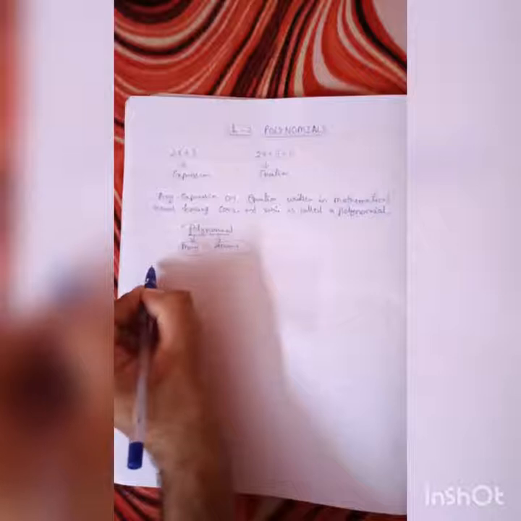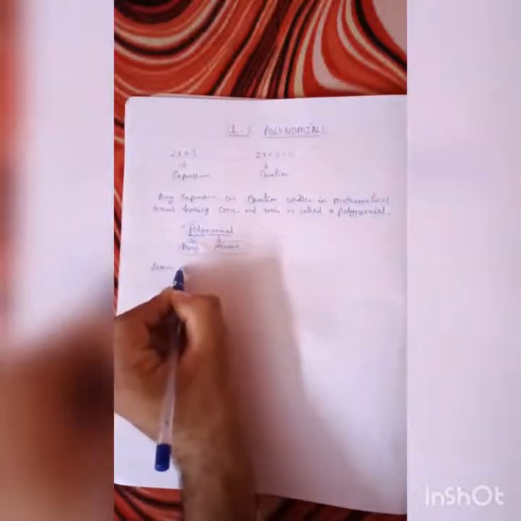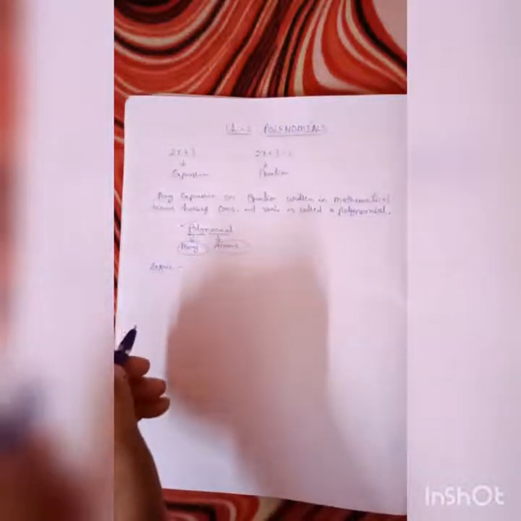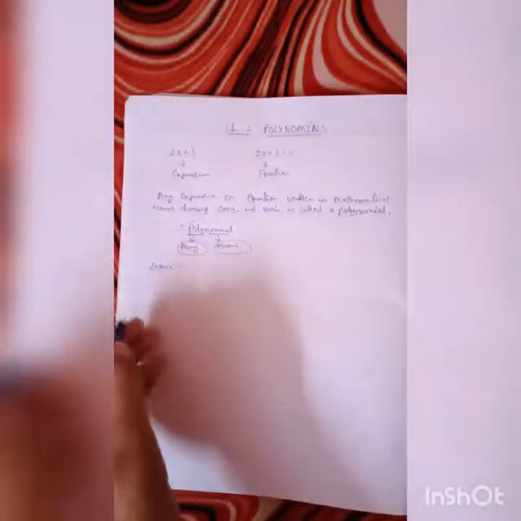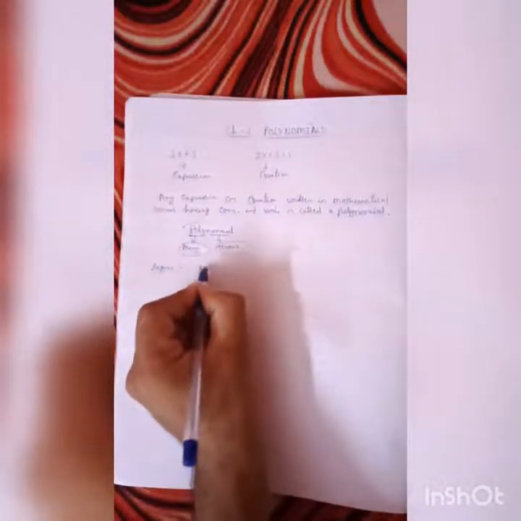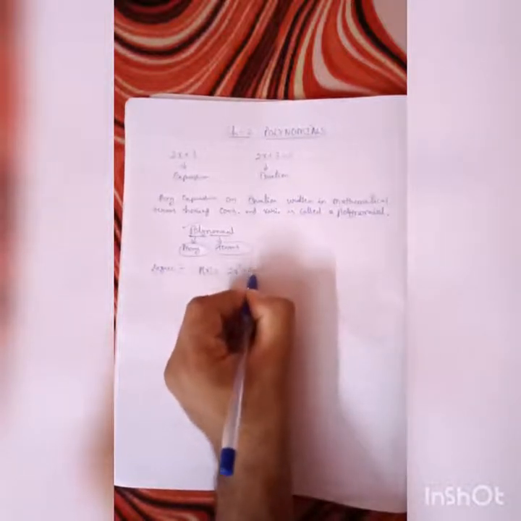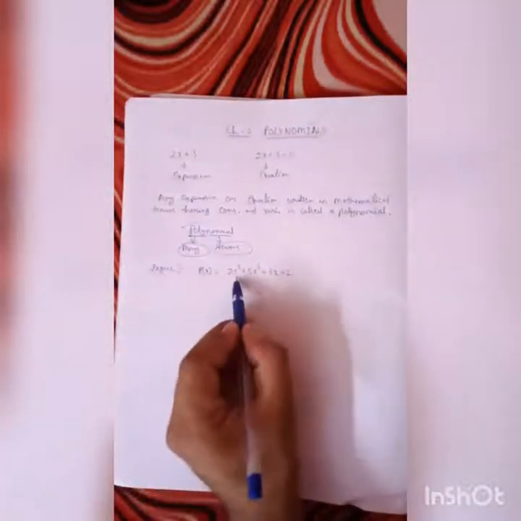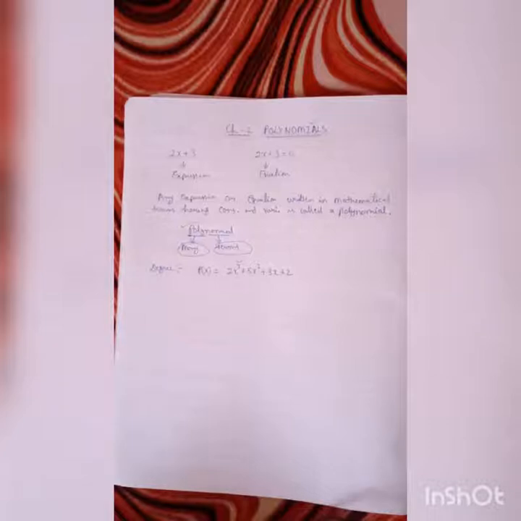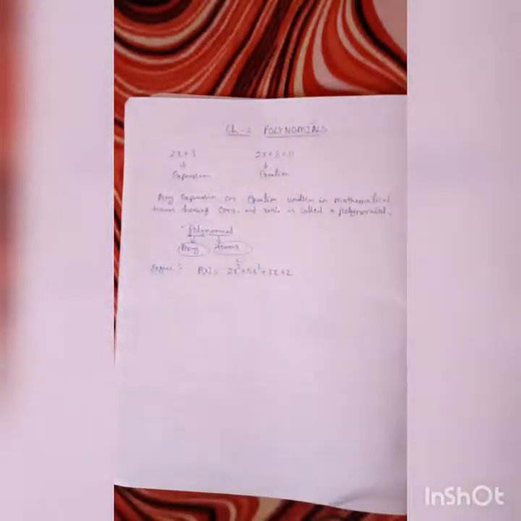Okay, now the next thing we have to understand is the degree of a polynomial. Degree means the highest power of the polynomial. If I write a polynomial, suppose p(x) equals 2x cube plus 5x square plus 3x plus 2, in this polynomial the highest power is 3. So the degree of this polynomial is 3. Clear?